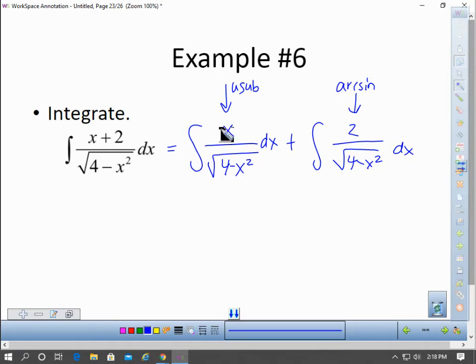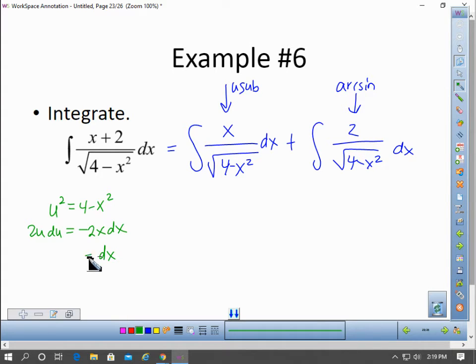All right, so to do my u substitution here, I always usually do green. I'm going to let u squared be 4 minus x squared. So 2u du is going to be what? A negative 2x dx. So then dx is going to equal 2u du divided by a negative 2x, and so those 2's are going to cancel there. We won't need those.